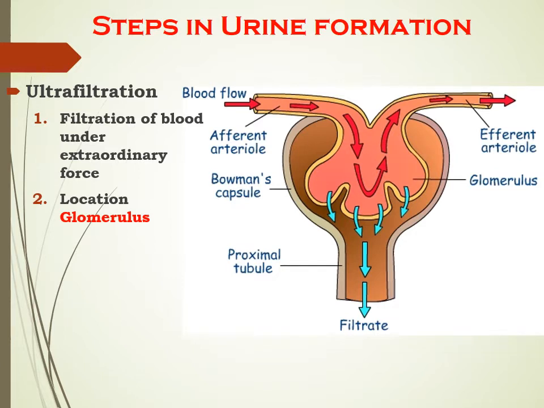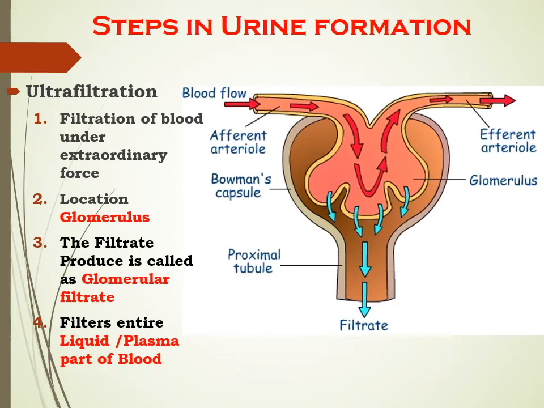Location: it will take place in the glomerulus, and once it takes place, the filtrate formed is called glomerular filtrate. Whatever filtrate is produced is called what? Glomerular filtrate. And what does it contain? It contains the liquid or plasma part of the blood. Now please come to this diagram. The same diagram, or the simplest view of this diagram, is given on page number 117, figure 9.4.